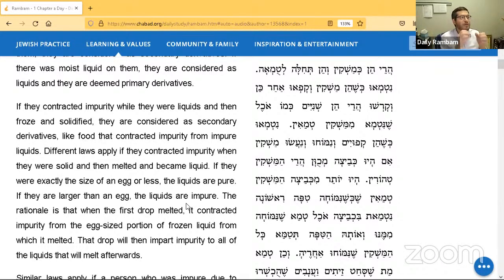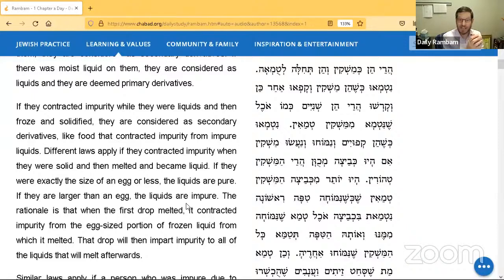So now listen to this. If they were exactly the size of an egg or less. When it comes to foodstuff, we'll recall that in order for a food product to transfer impurity, it has to be at the least the size of an egg. So let's say we're talking about a product that's exactly the size of an egg. It's a solidified piece of frozen milk or something, right? It's exactly the size of an egg, and then it starts to melt. So he says the liquid is pure. Why? Because the solid state is now actually less than the size of a kibetza, and therefore it doesn't transfer impurity.